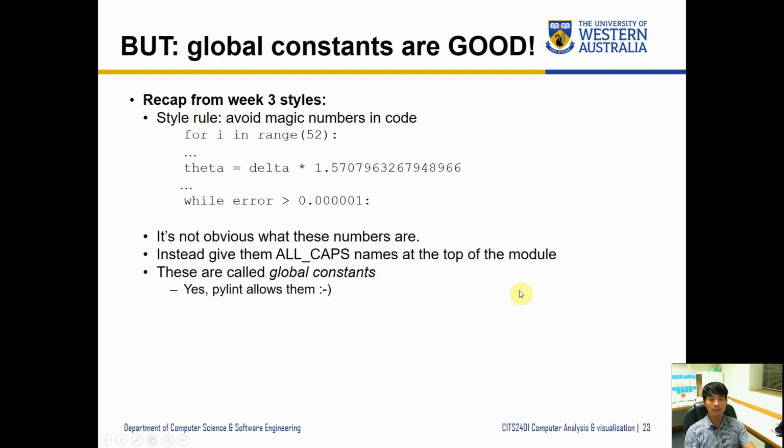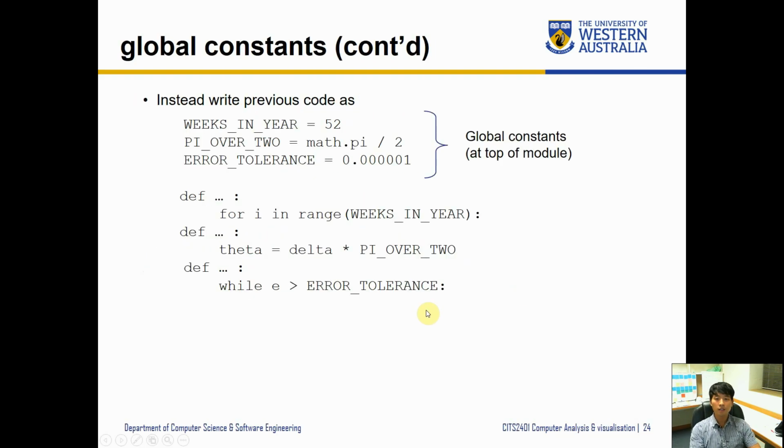These are fine. So now what we can do is create global constant variables at the top like this. Pi over 2 is math pi divided by 2, error tolerance is 0.something, and then I can use them in my module throughout. If I need to update them, for example tolerance may be updated, then I can just go to the top of my module and change this value rather than trying to hunt for the value that I have used throughout the code.